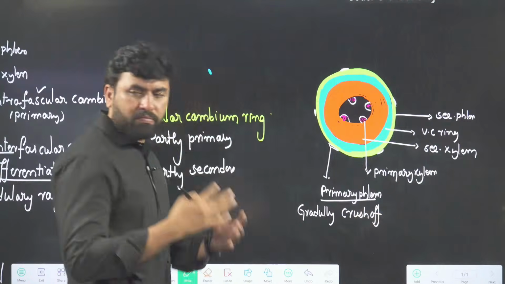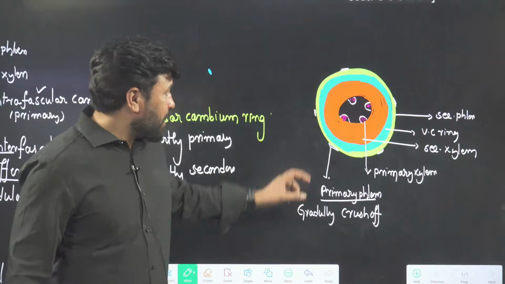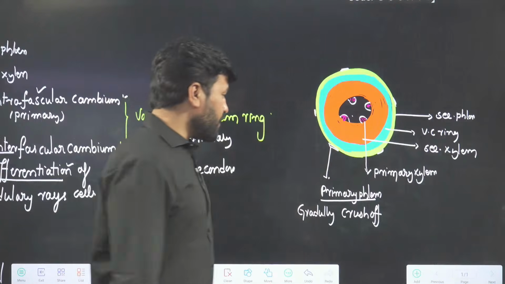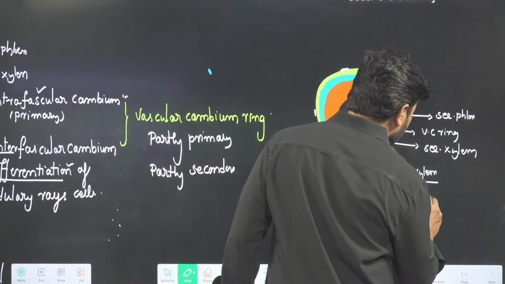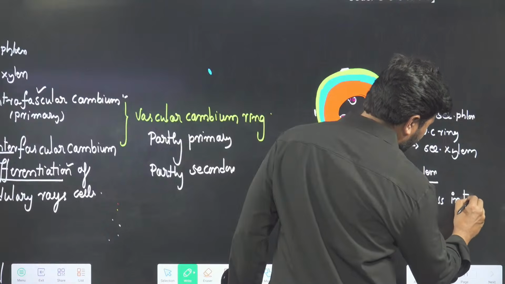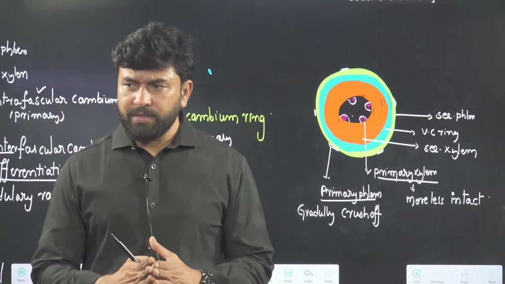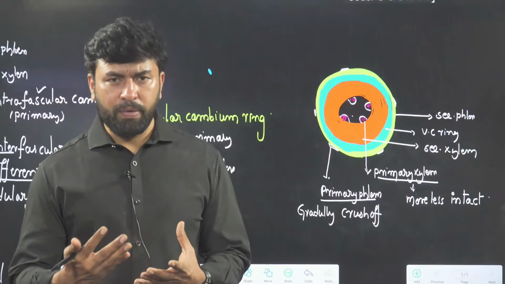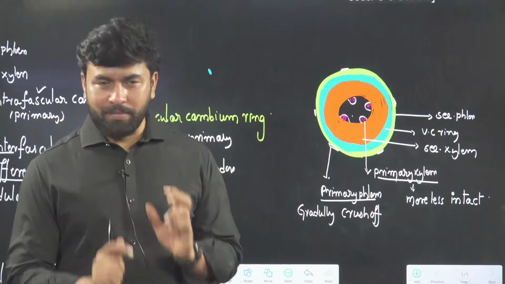Its work will be gone. There is no existence of primary phloem. And you could see inside, I have written primary xylem. The fate of the primary xylem in initial days: more or less intact. It will be there, maybe as it is, or with some changes that vary from plant to plant, but it would be there. That's what we need to learn.